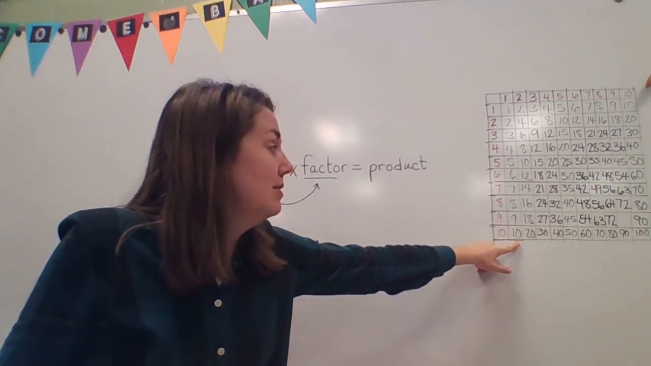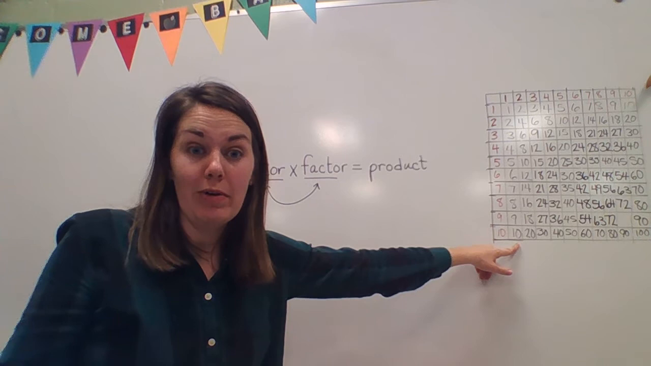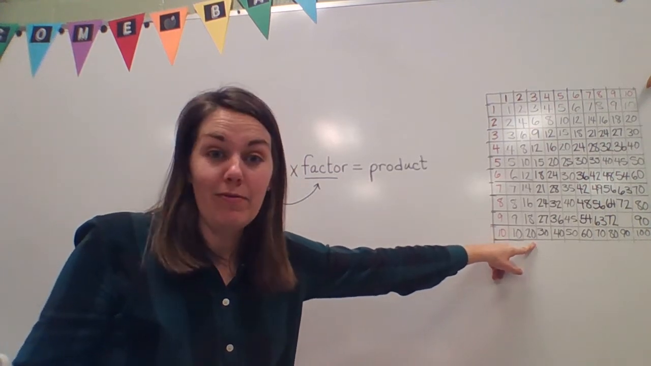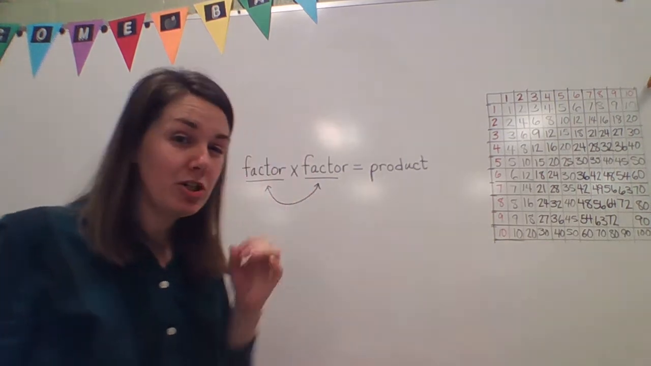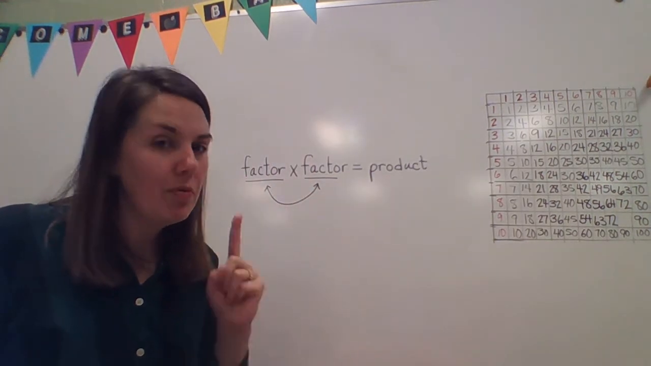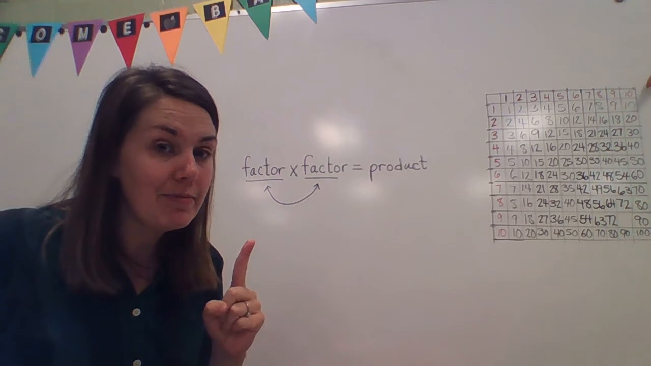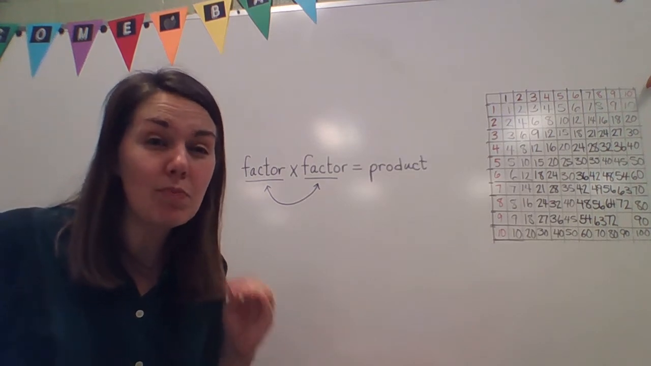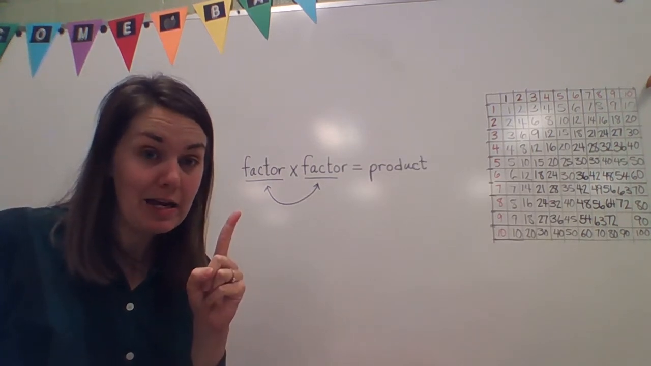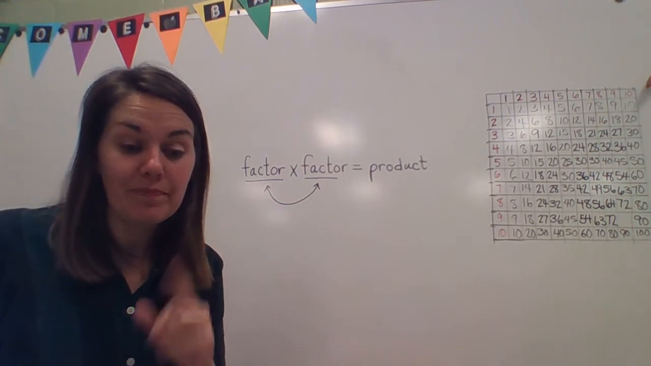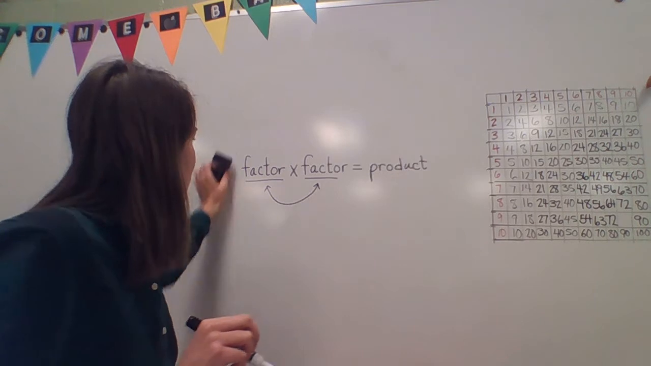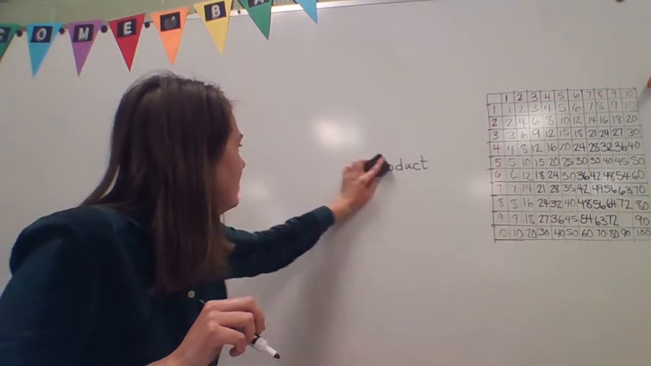So for 10, we get 10 times 1, right? For 20, we have 10 times 2. For 30, we have 10 times 3. So we're changing one of the factors, but one of the factors is staying the same, and that's 10. So we call those multiples when one factor stays the same, and we get products that go along with the same factor.